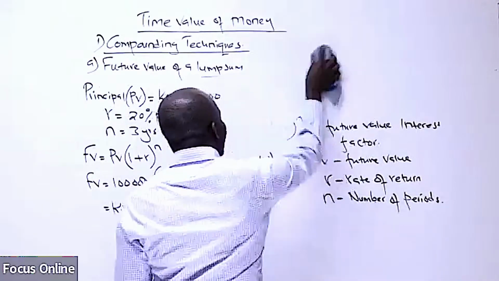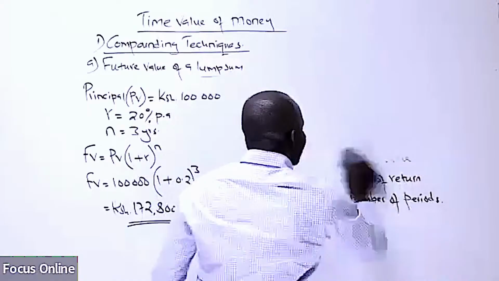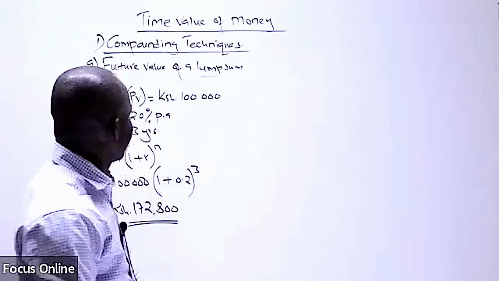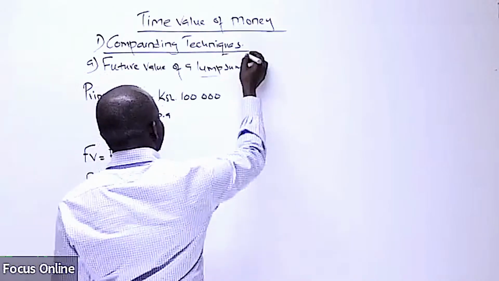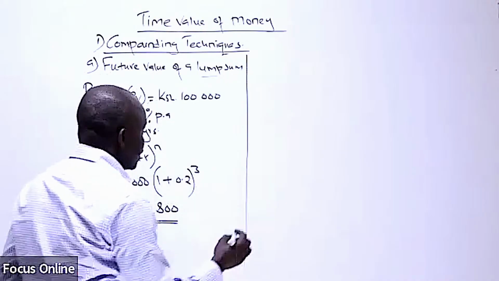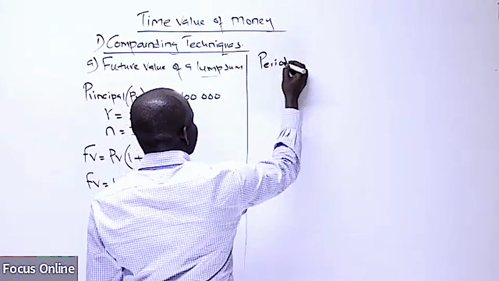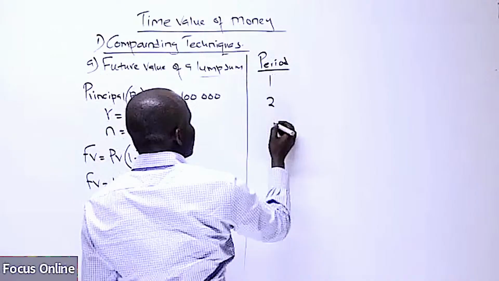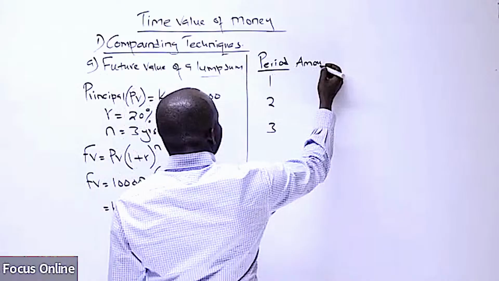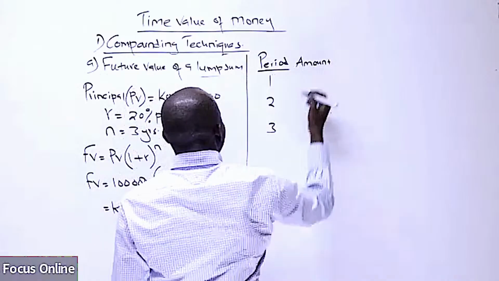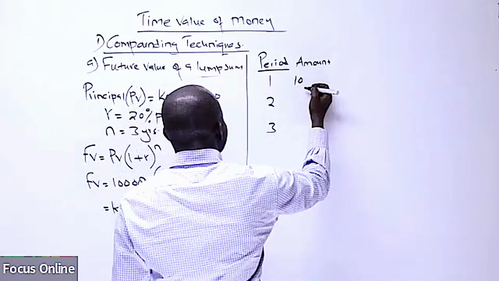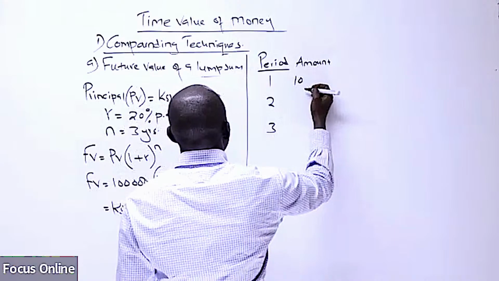Another method of getting this is, you say, a very long method, you'll say period here. Period 1, 2, and 3. Amount. Let's say 100,000. No, that is the only way.